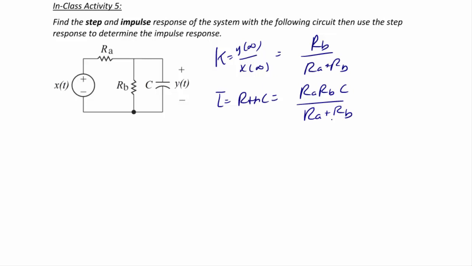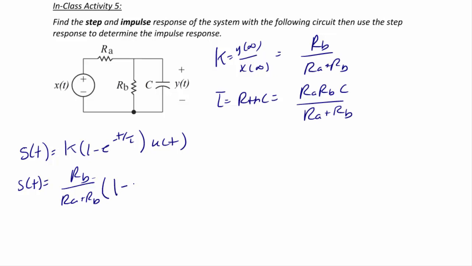Since we already have the form for the step response for a first order differential equation, we know that the step response s of t is going to be equal to k times 1 minus e to the negative t over tau u of t. And putting in the values we have for k and tau, s of t is equal to Rb over Ra plus Rb times 1 minus e to the negative t times Ra plus Rb over Ra Rb C u of t.